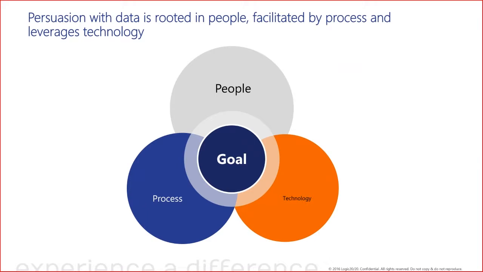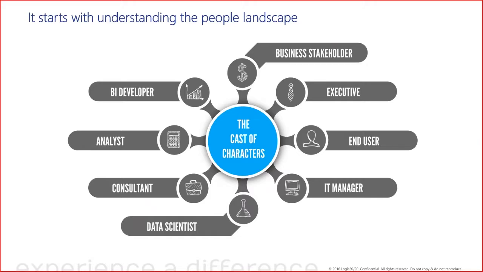Process would be the vehicle through which we're going to build trust with the people we're trying to persuade, and ultimately technology will play a role, but it is a tertiary role. It's an important role, but if we're not using proper process and we're not understanding the people properly, it's going to be very, very hard to leverage technology to do much of anything. So we have to start with understanding the people. Who are the cast of characters that are involved, and ultimately who are we trying to persuade?